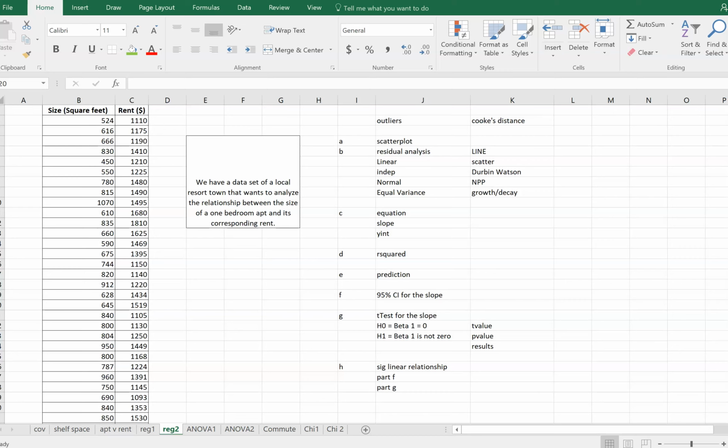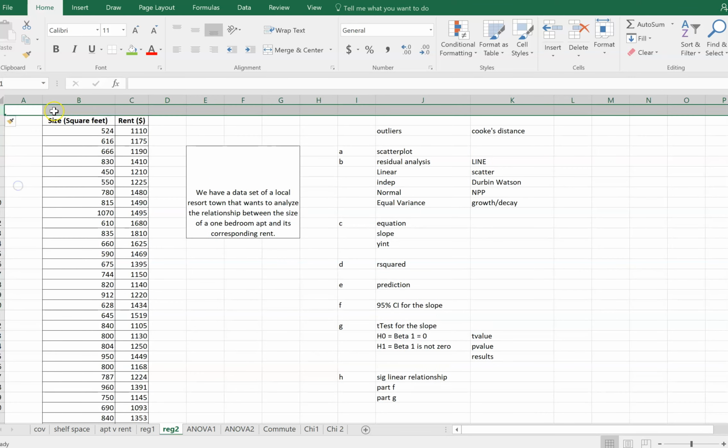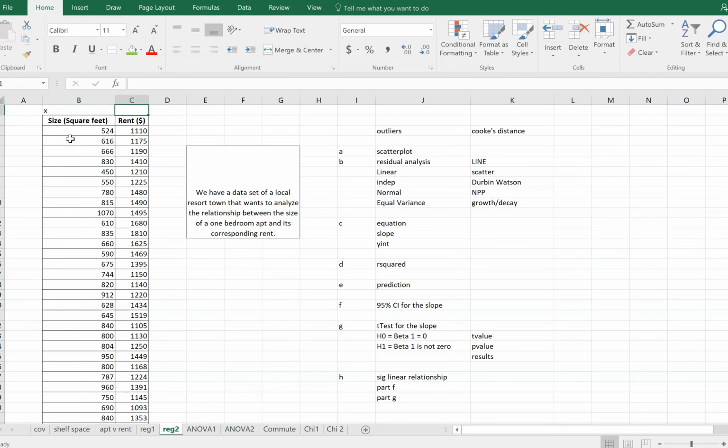What we have here is a data set of a local resort town that wants to analyze the relationship between the size of a one-bedroom apartment and the corresponding rent. So the bottom line idea, and I always like to start there, is this X predicts this Y. I always want to know what we're predicting, because what we're predicting is my outcome variable, my Y variable.